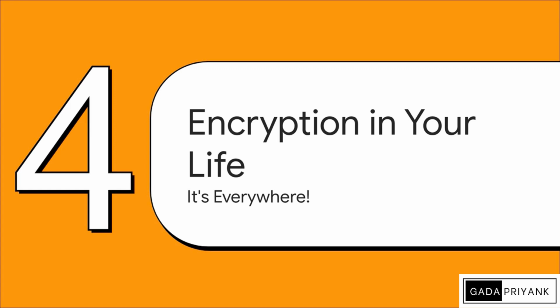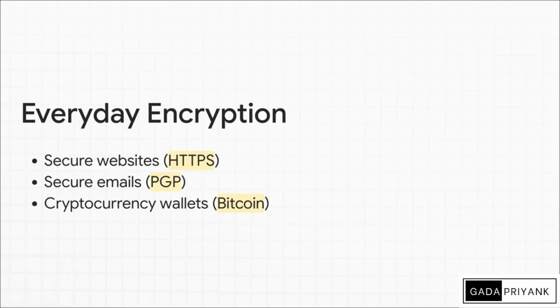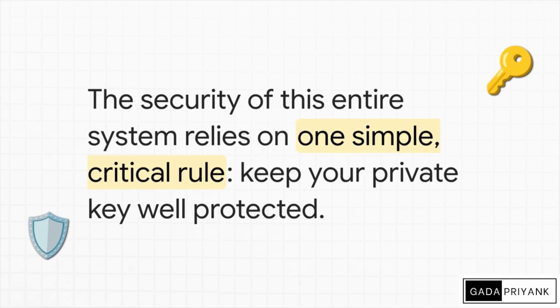Okay, so this might all sound a little abstract, Alice and Bob and secret keys. But the truth is, you use this technology literally every single day, probably without even thinking about it. So let's talk about where this encryption shows up in your life. You know that little padlock you see in your browser next to HTTPS? That's it. That's your browser and the website using asymmetric encryption to set up a secure connection. It's also the magic behind super secure email systems, and it's absolutely fundamental to cryptocurrency. It's the whole reason why only you can spend the Bitcoin in your wallet. So when you think about it, the safety of your online banking, your private messages, your crypto, all of it, this entire beautiful secure system, it all comes down to one single incredibly important thing.